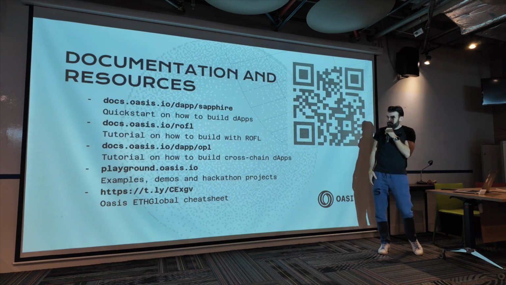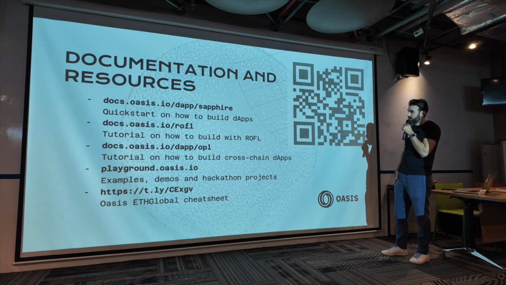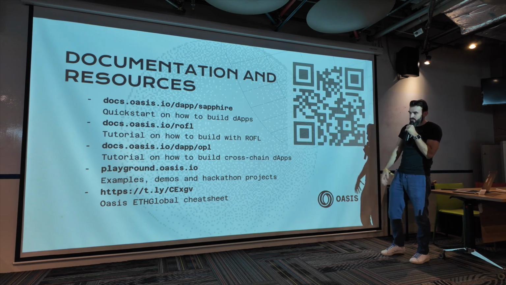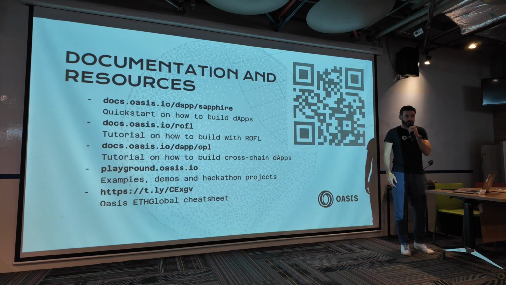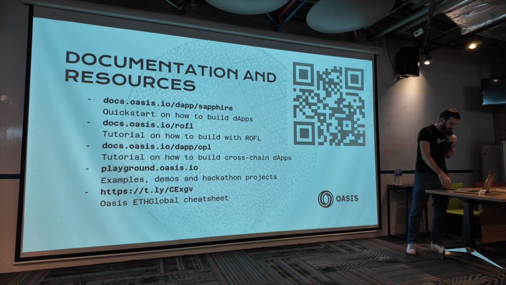Here are also some links to our documentation. We have documentation for Sapphire, for ROFL, for how to build cross-chain stuff. We have example apps, and we also have a cheat sheet which has most of the stuff on it.